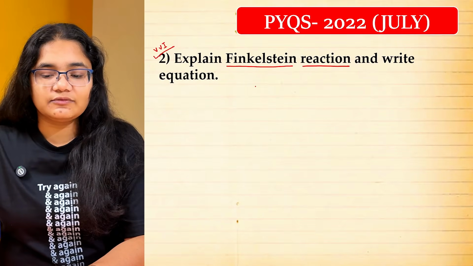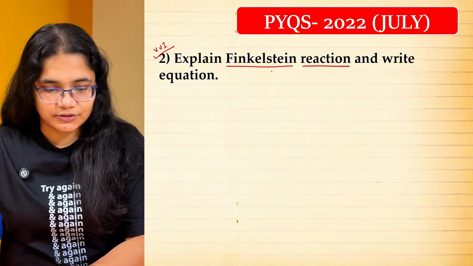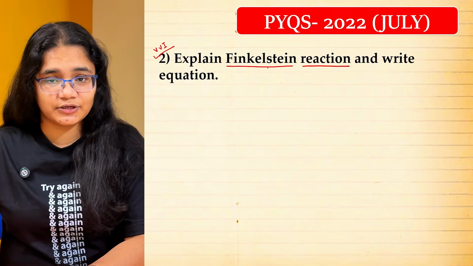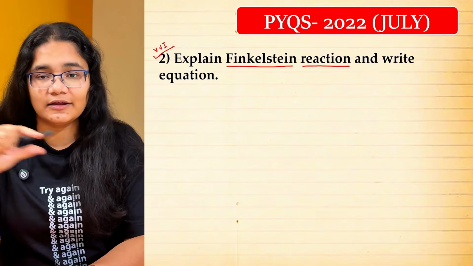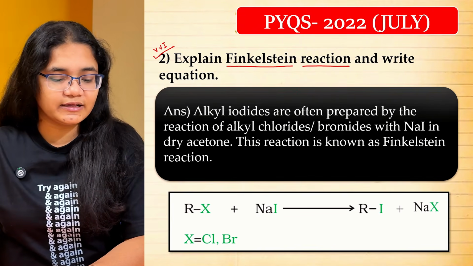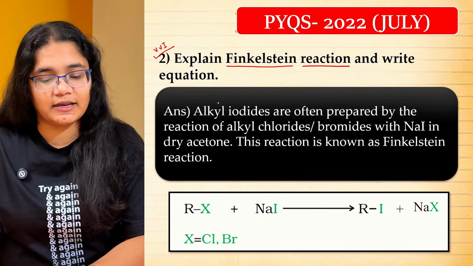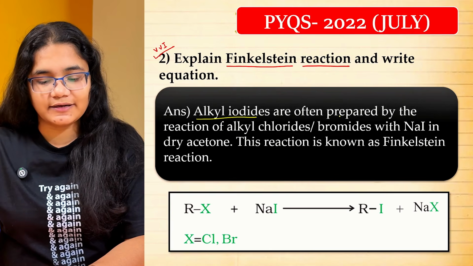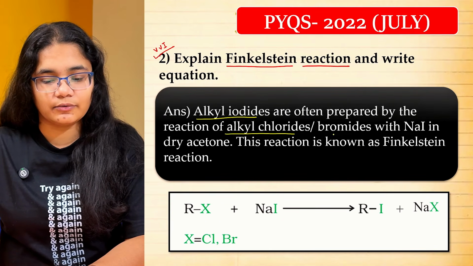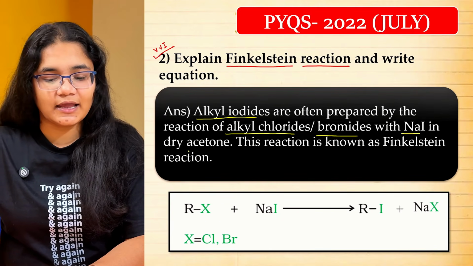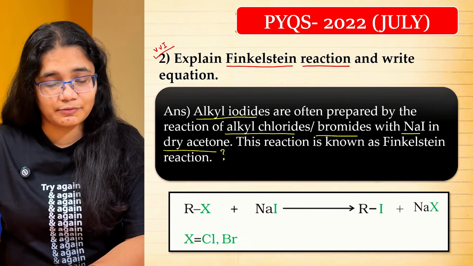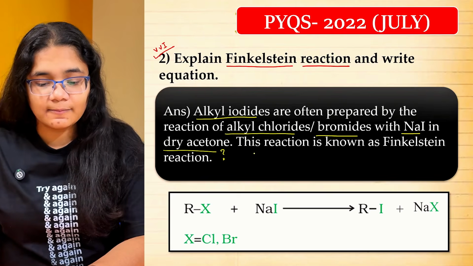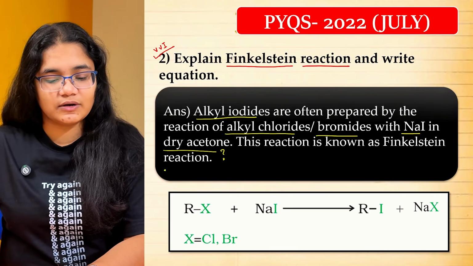Okay, next, what is Finkelstein reaction, and write the equation. Again, this is a name reaction, very important, and you have to follow the same approach: first the definition and then the reaction example. So Finkelstein reaction is for the preparation of alkyl iodides, right? Alkyl iodides are often prepared by reaction of alkyl chlorides or bromides with NaI in dry acetone. Now, what is the role of dry acetone? That is also a very good question. We will be solving it in the upcoming slides. The reaction is known as Finkelstein reaction.